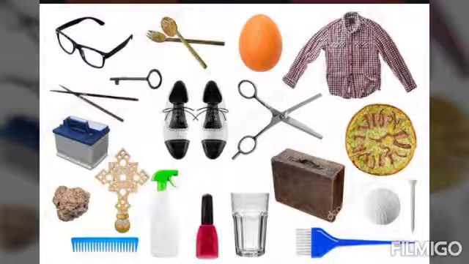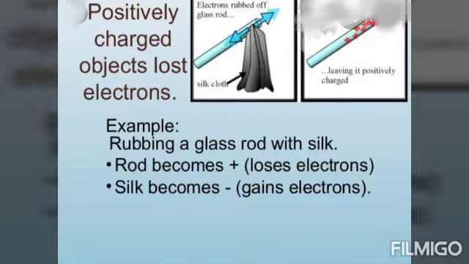You can see many objects in our surroundings, shown on the screen. You see that these objects do not show any charge, though their atoms contain charged particles. Therefore, we can say that plenty of electrical charge is filled in the objects around us.